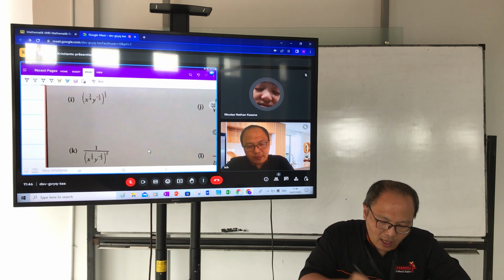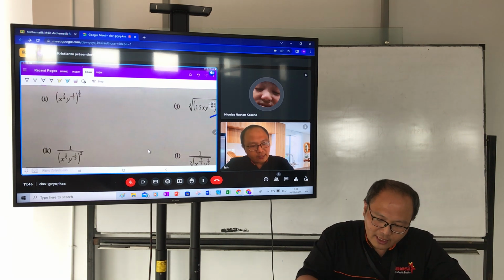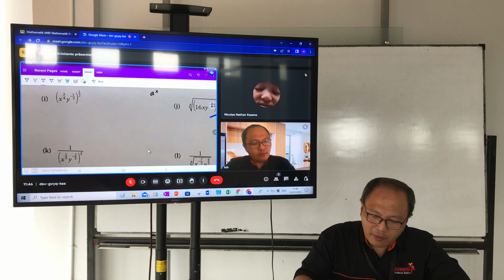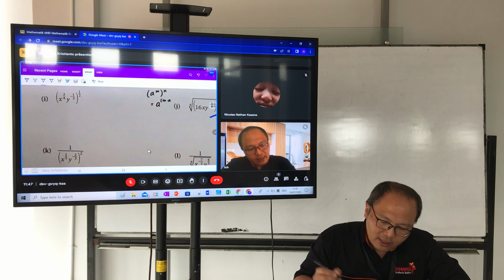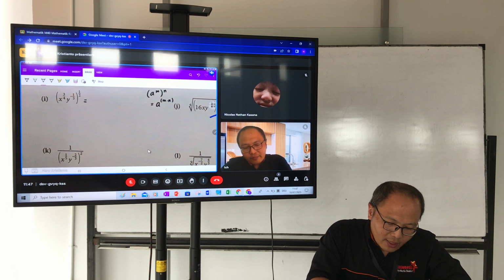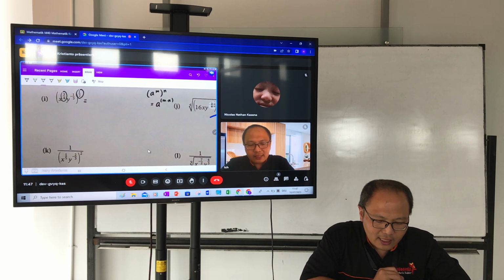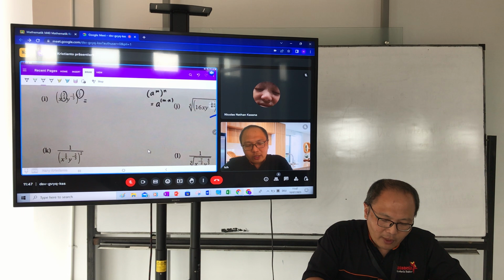This reminds me of another law that says if I have a power m, and then raised again to power n, it is just a to the power of the product m and n. So this is only the power index here and the indices here. The two will be multiplied. So it will have x to the power of 3/4 times 1/2.